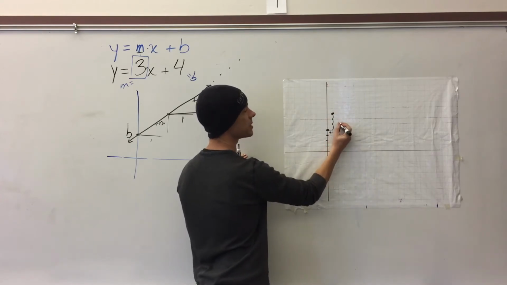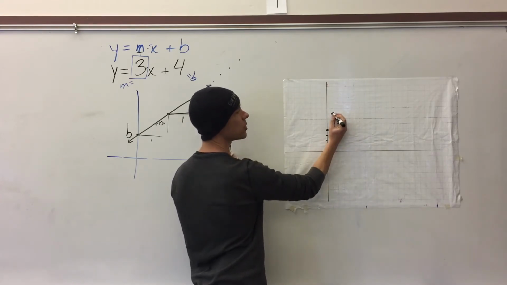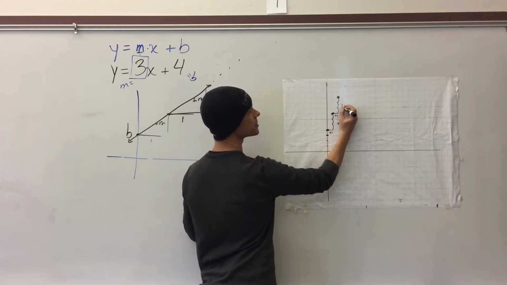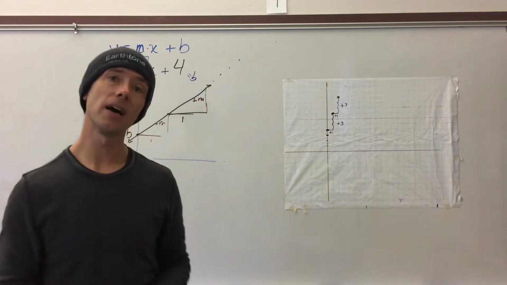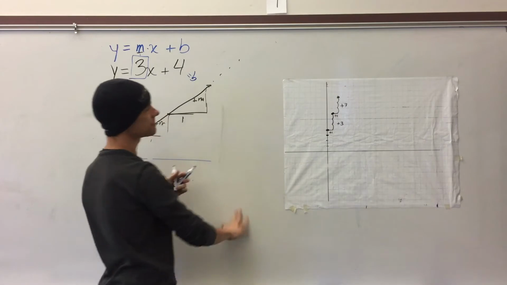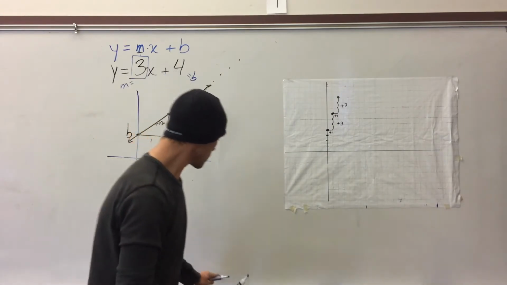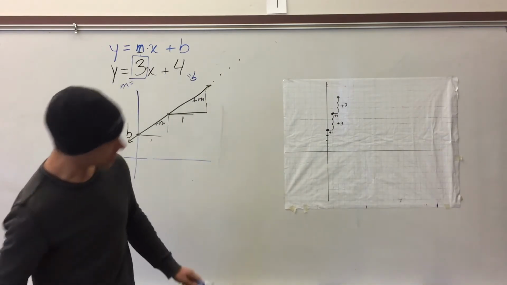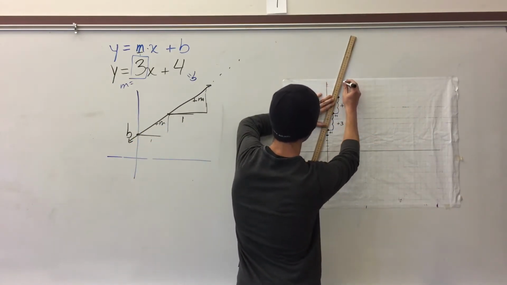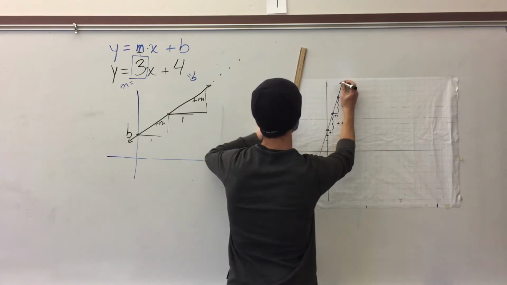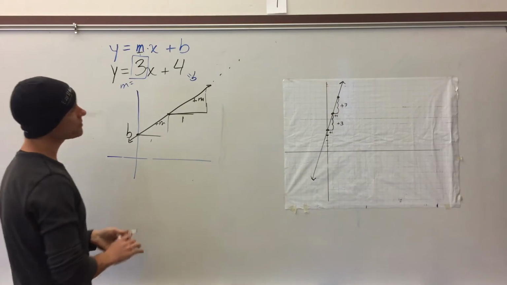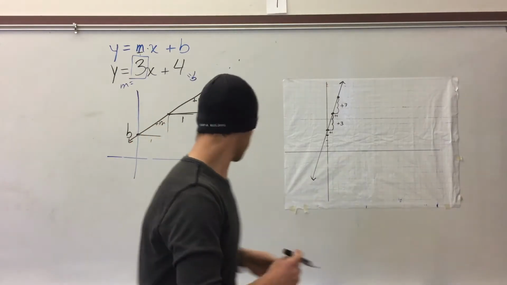So plus 1 and plus 3. Okay, now I'm going to go over 1 again, and I got to go up 3. So every time I go over 1, I'm going up 3. So it's looking, you could see it. You could say it's good enough. Once I have about 3 points, I'm going to grab my ruler and say we are graphed. Okay, and that's the graph of 3x plus 4.